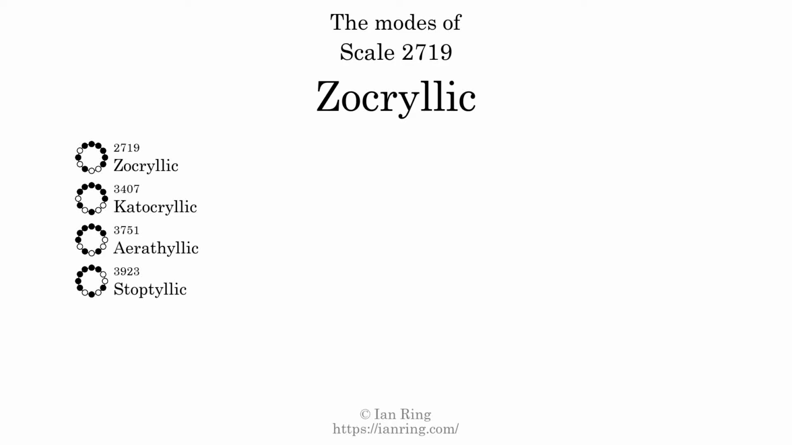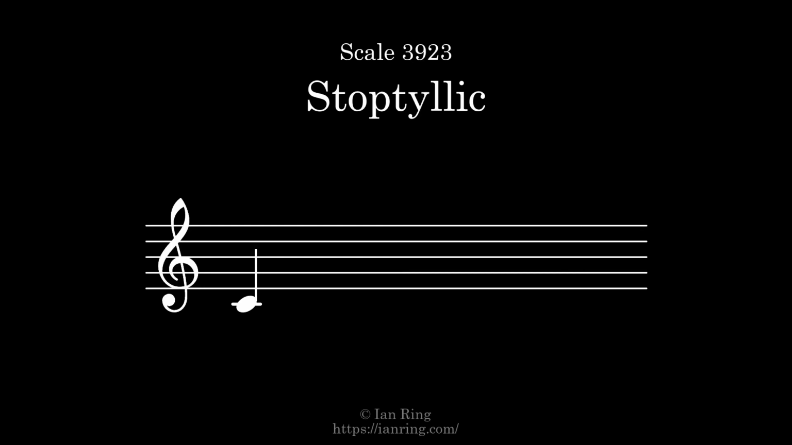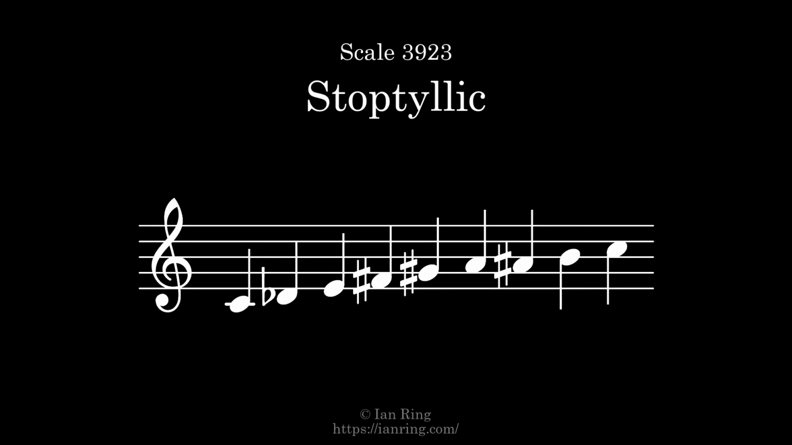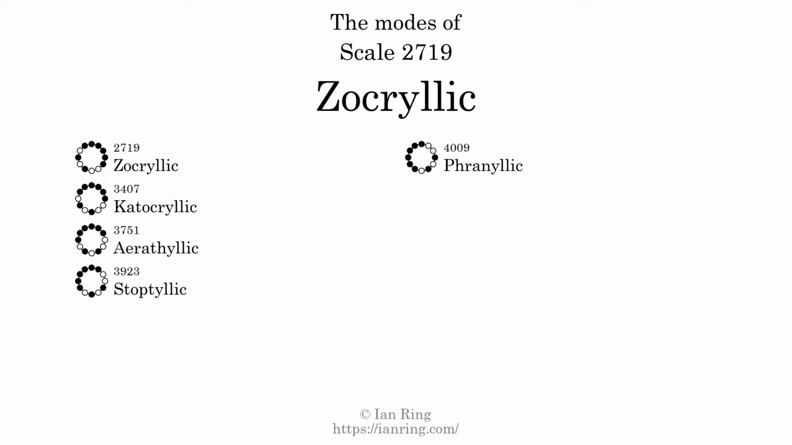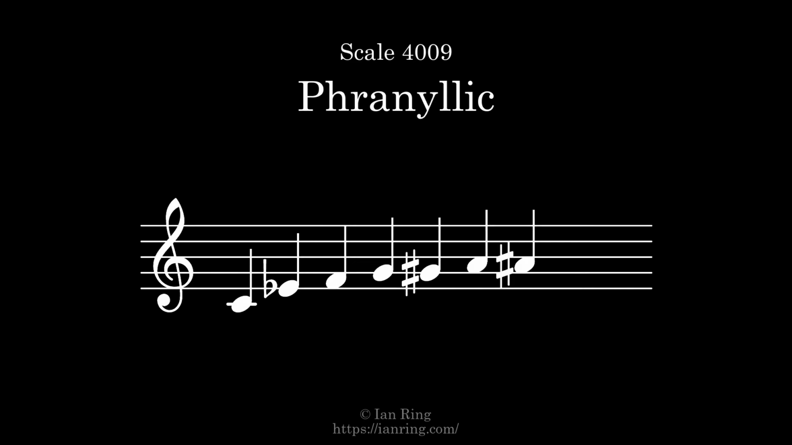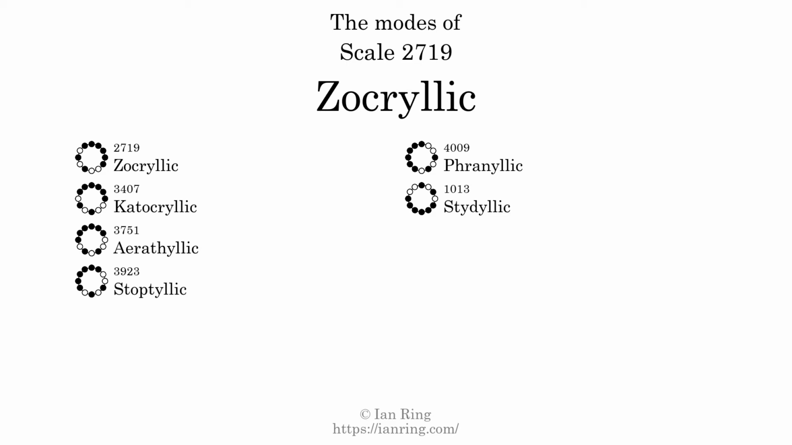The fourth mode is scale 3923, also known as Zocryllic. It sounds like this. The fifth mode is scale 4009, also known as Zocryllic. It sounds like this. The sixth mode is scale 1013, also known as Triads. It sounds like this.